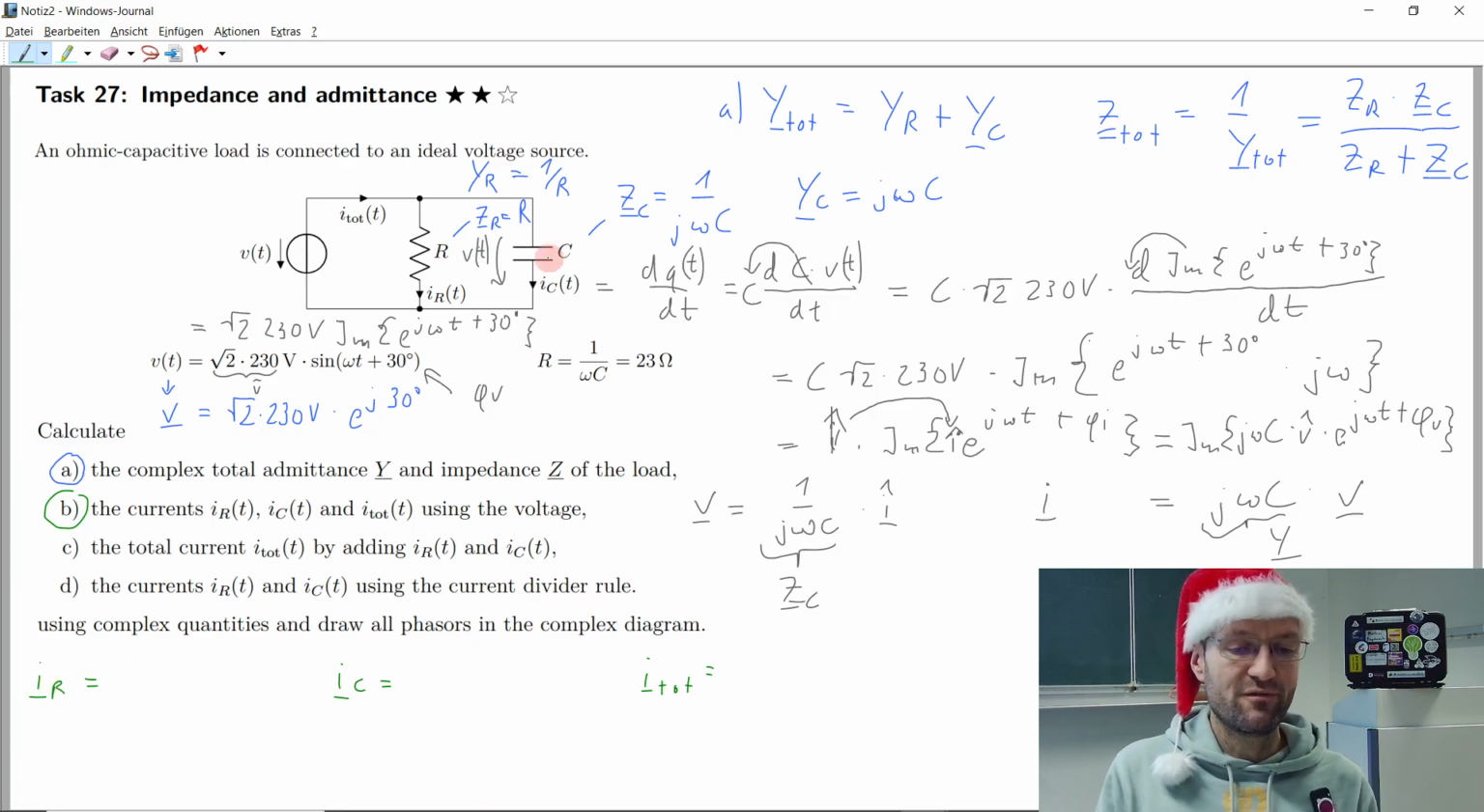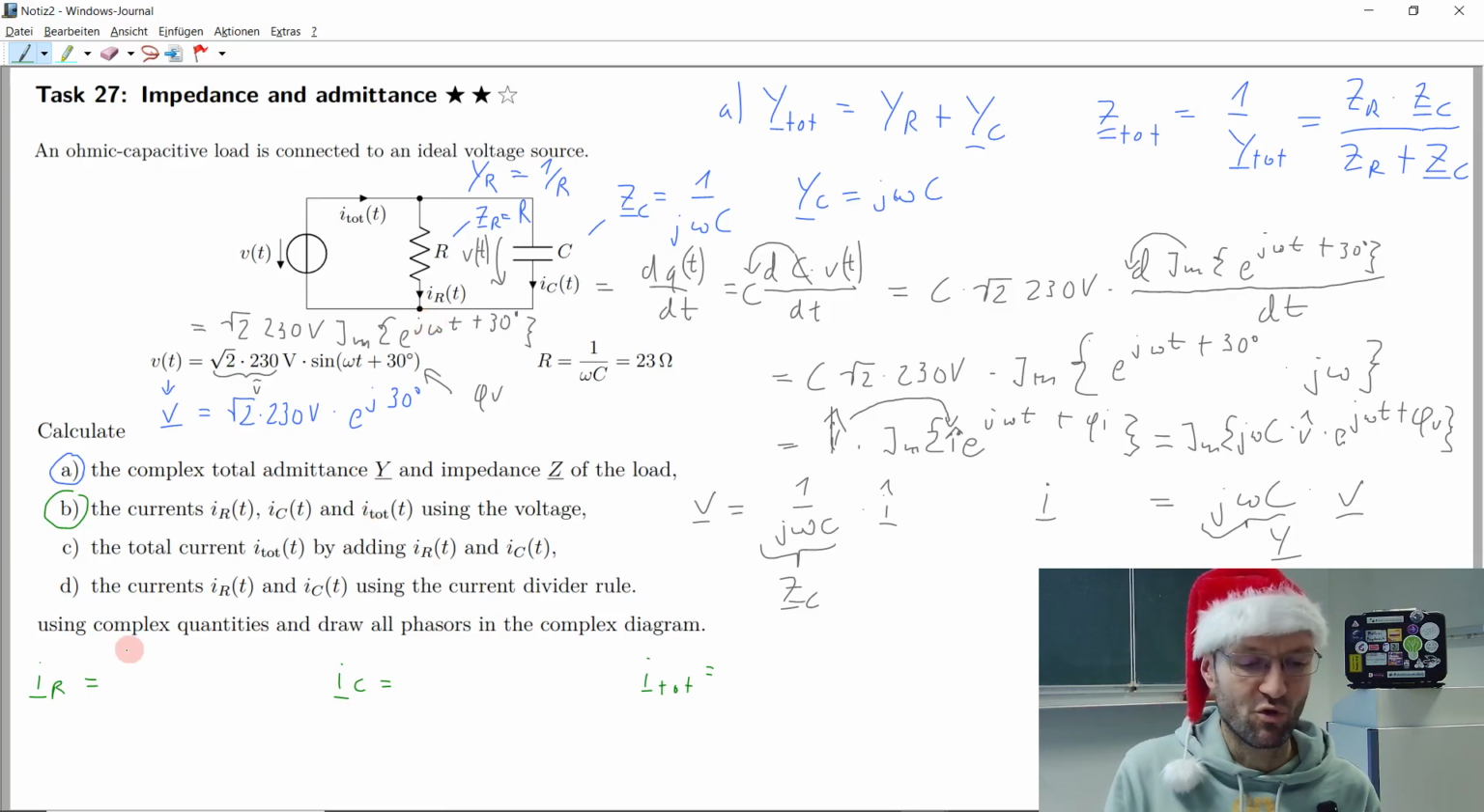Yeah, current divider is not super helpful at the moment because we don't have the total current, but we know the voltage and we know the resistance. So we use Ohm's law and say, okay, current at the resistor is voltage divided by the resistance, or divided by the impedance of the resistor, call it whatever you want. Yeah? So the equation for the capacitor we had already written there.